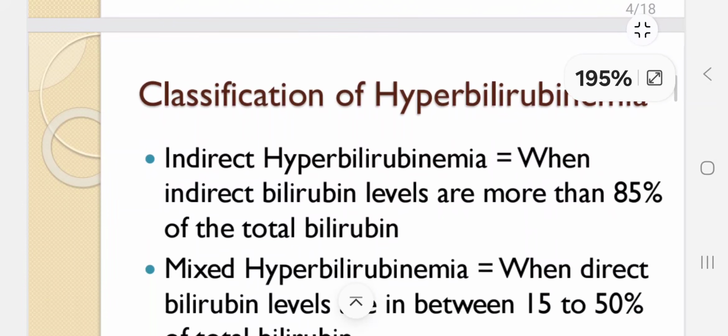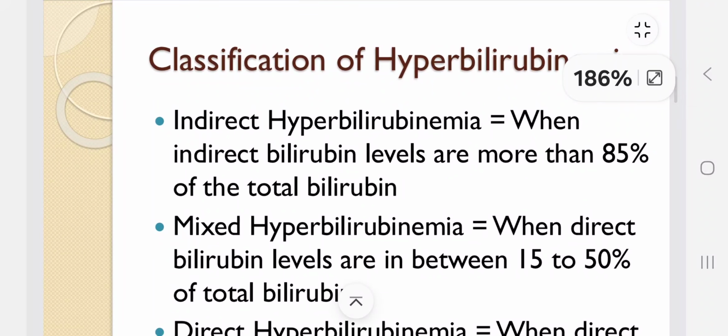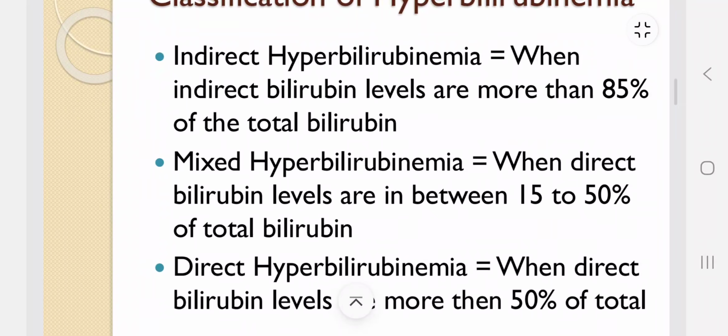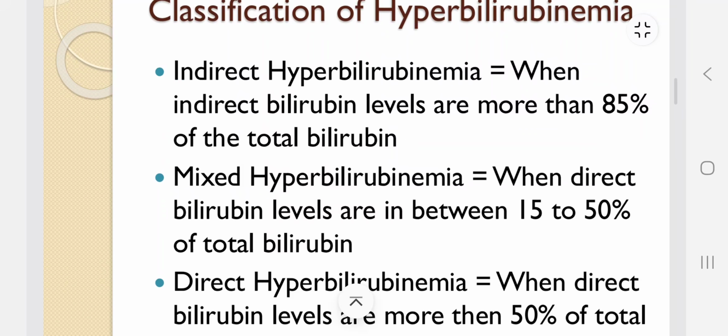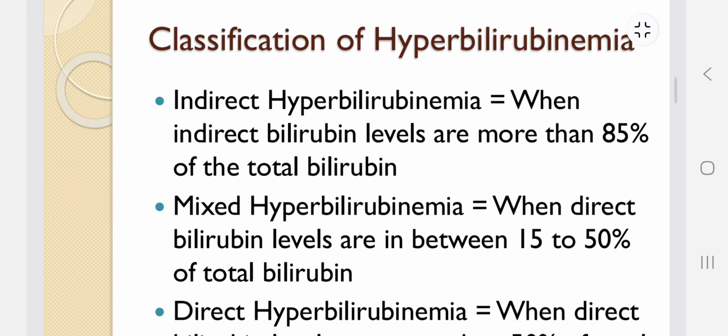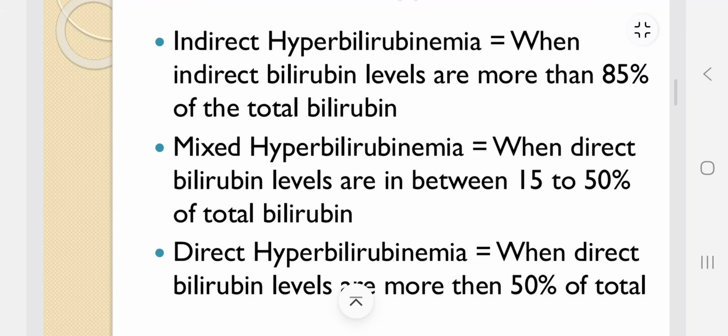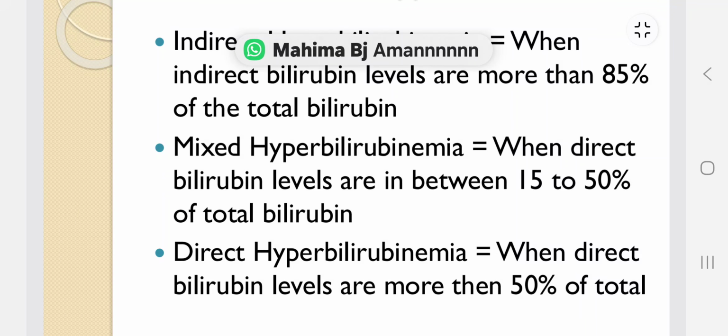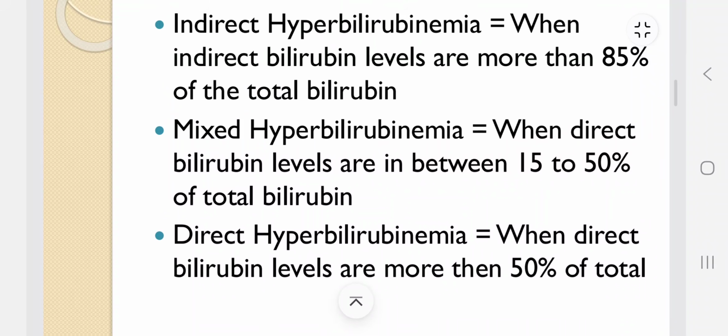Now we will learn about the classification of hyperbilirubinemia. Hyperbilirubinemia can be of three types: indirect, mixed, and direct. Indirect hyperbilirubinemia is said when the indirect or unconjugated bilirubin levels are more than 85% of the total bilirubin level. In mixed hyperbilirubinemia, the direct bilirubin levels are between 15 to 50% of total bilirubin. Direct hyperbilirubinemia is defined as when the direct bilirubin levels are more than 50% of the total. Now you may have a confusion, because you have heard different terms.